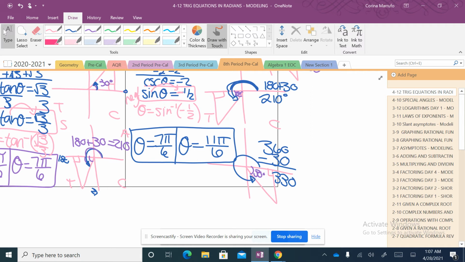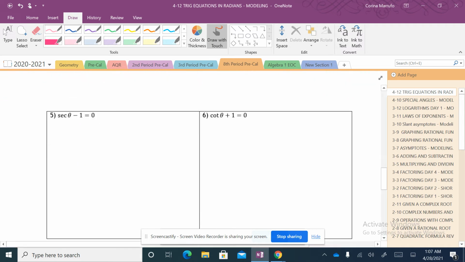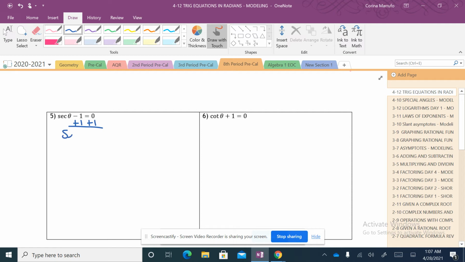Let's go ahead and move on to the next one. So here we get secant of theta minus 1 equals 0. So I'm going to go ahead and start off by adding the 1 to both sides. And this gives me secant of theta equals 0 plus 1 is 1. We then change it, for the opposite of secant is cosine, and we flip it around. So if it's 1 over 1, we flip it around and it's still 1 over 1, which is just 1.